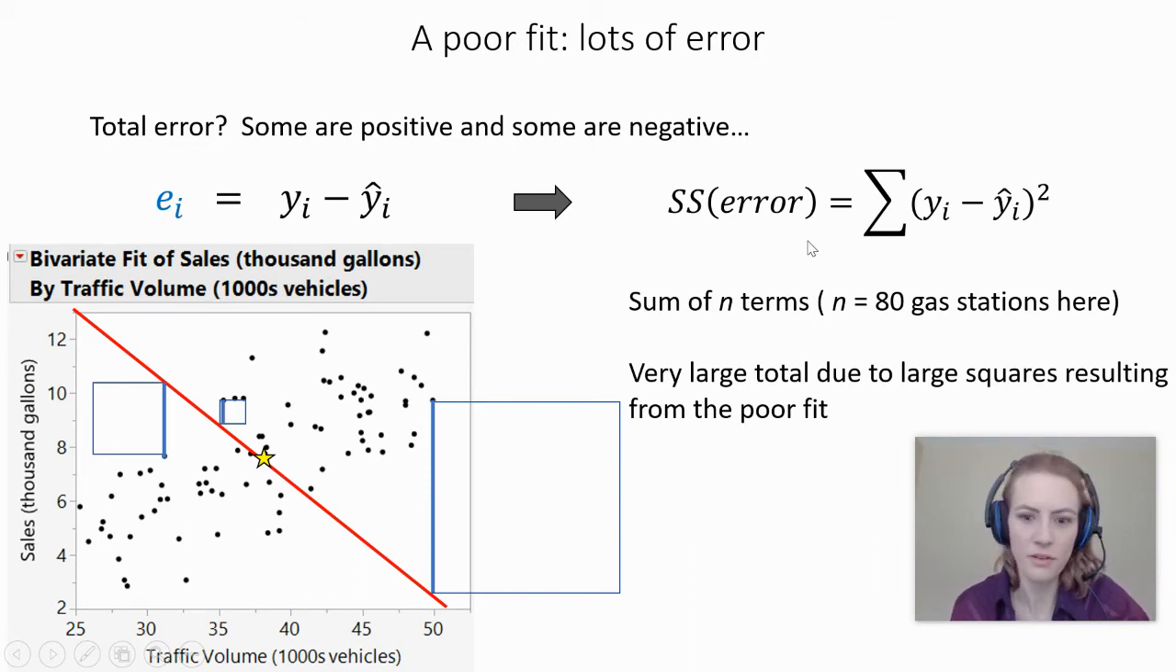Okay, now you would never want to do this by hand. I mean, the math isn't that hard, but here you would have to add up 80 parts. So JMP is going to do this for us. But rest assured, in this case, due to the really poor fit, we're going to get huge errors up here and down here. We're going to come up with a very large total sum of squares.